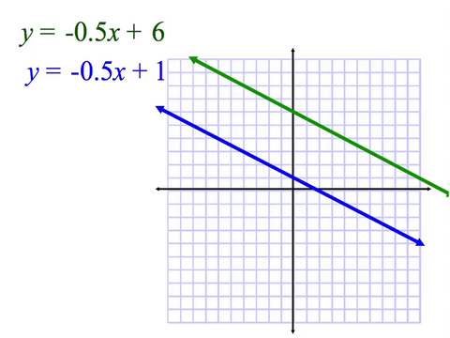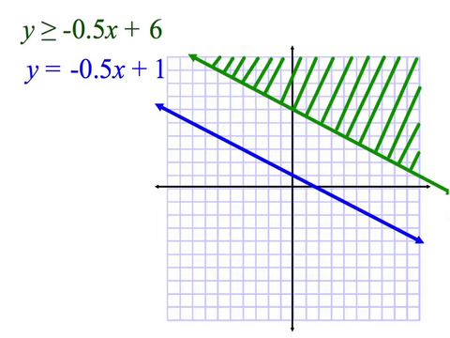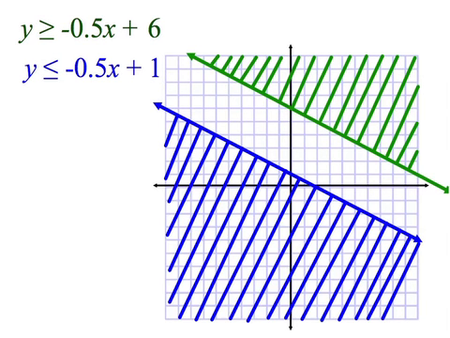Now we'll look at a couple of special cases that are represented by parallel lines. Well, first of all, we have a pair of parallel lines that have no common solution. Now we've changed one of these from an equation to an inequality. Y is greater than or equal to negative 1/2 x plus 6. And we've tested, and the shading needs to go above the line. Then we changed the blue to y is less than or equal to negative 1/2 x plus 1. And we've tested, and the shading needs to go below the blue line.